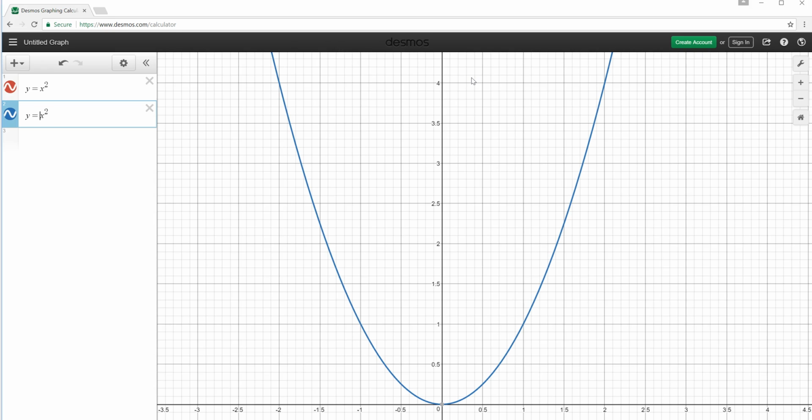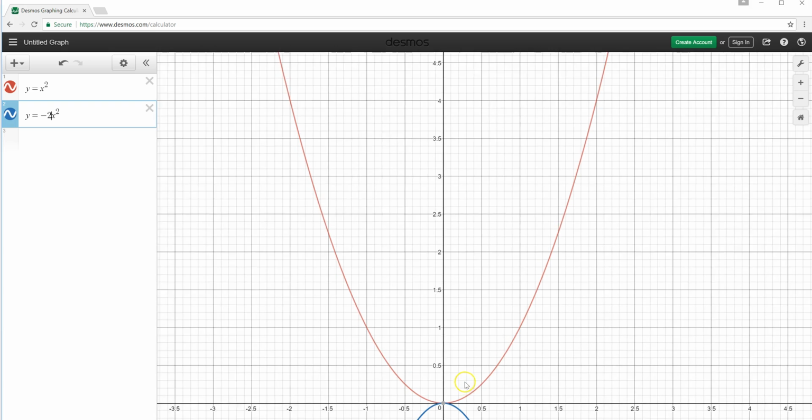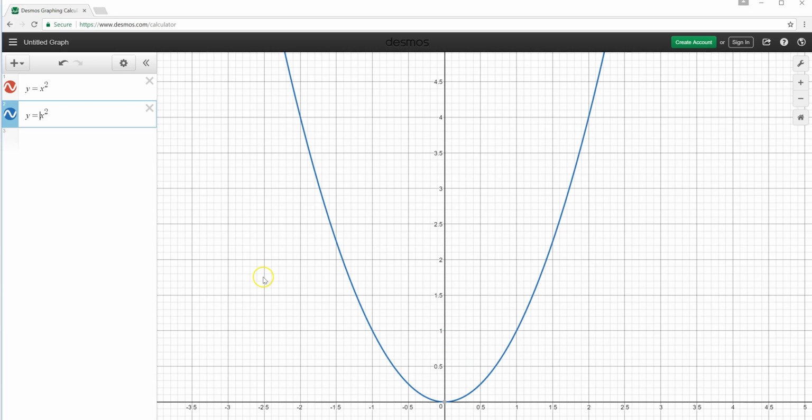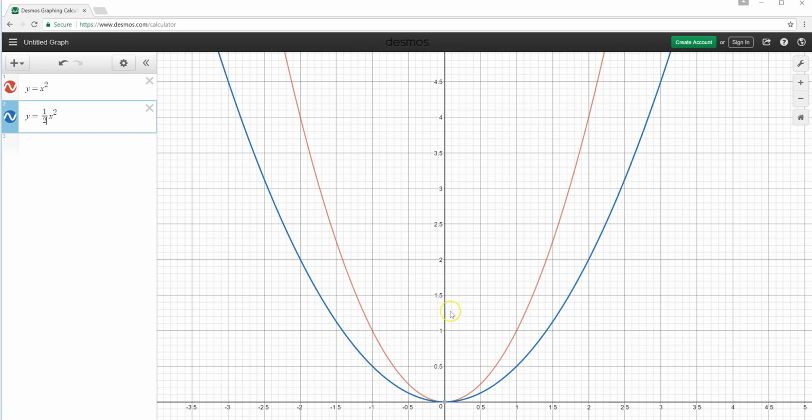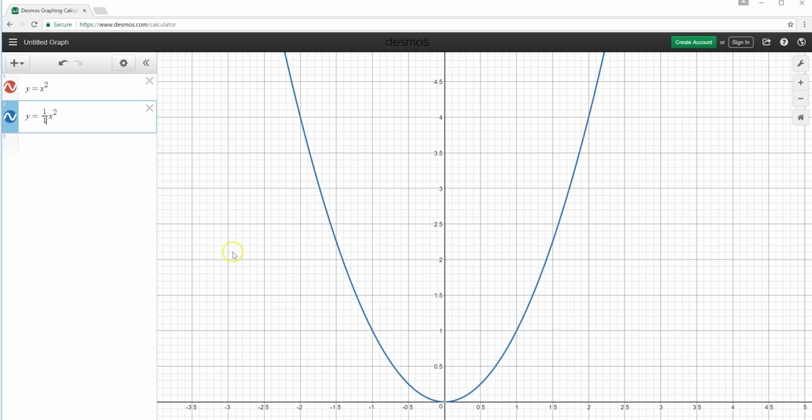And if I put a negative in front of it, all it does is flip it down, right? It doesn't do anything else besides flip it. Now if I put a fraction, then it makes it wider, right? It shrinks it down, squishes it down. So I can put like a 10 down here, it makes it really wide.